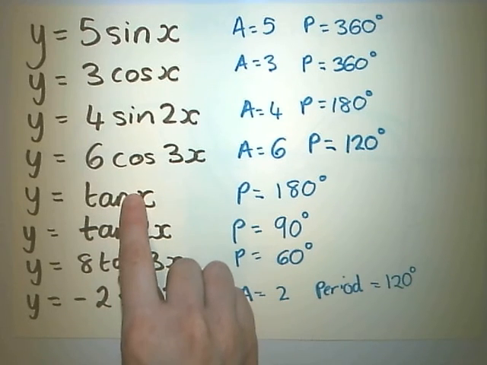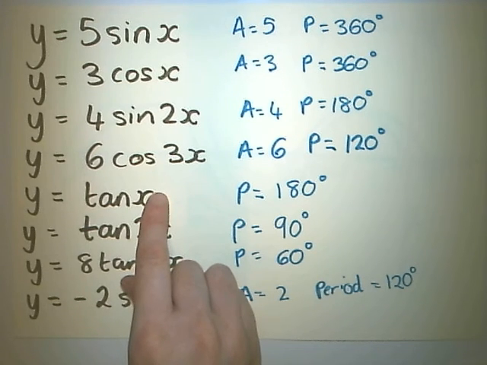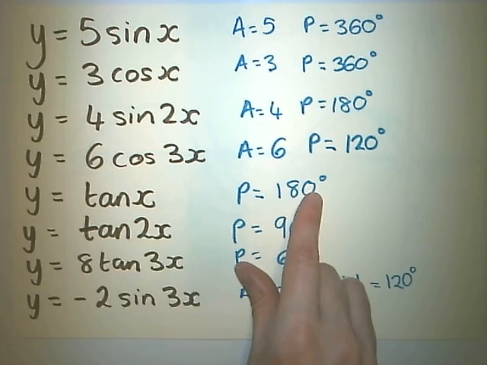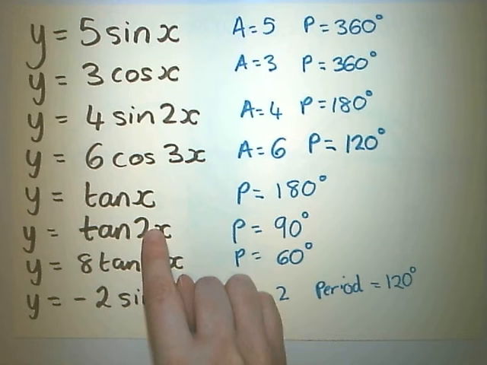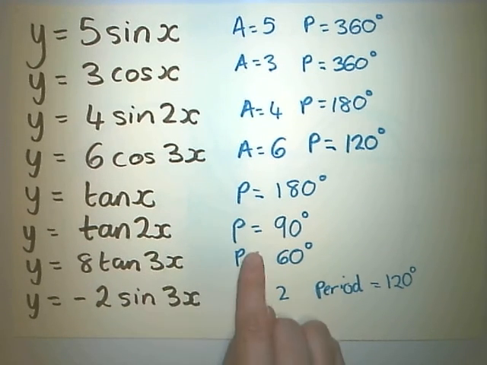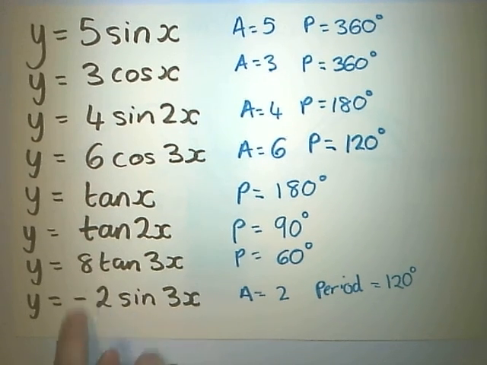Tan's different. Tan doesn't come up as much because it doesn't have an amplitude. It's not that it doesn't have an amplitude, but the amplitude cannot be measured, so they can't ask you for that. The period's 180 in a tan graph, and it's 90 degrees if it's a 2x, you just do 180 divided by 2. If it was a tan 3x, you would just do 180 divided by 3, which is 60 degrees. If they ever put a number at the front of a tan, it's just there to confuse you. You don't need it. You still can't find the amplitude.